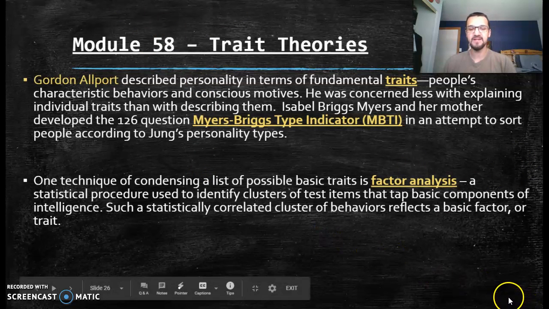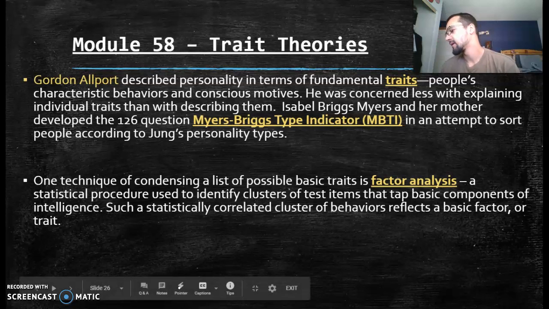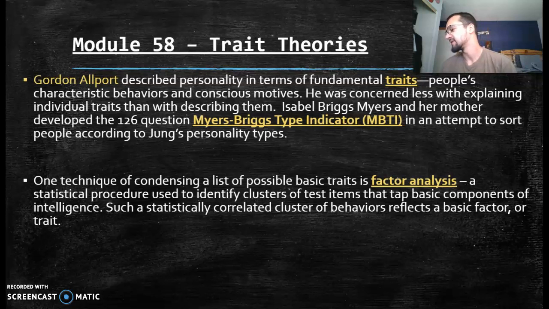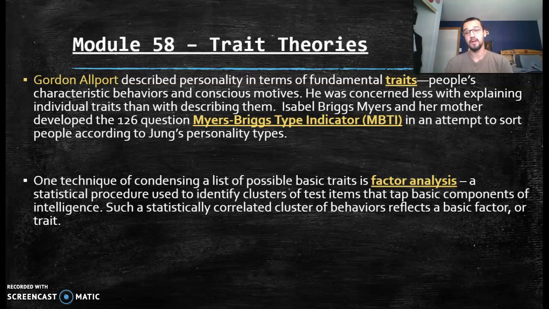So our technique of condensing a list of possible basic traits is called factor analysis. And so the way to do this is there's a bunch of different behaviors that people might have. So for example, someone who describes themselves as liking excitement or liking practical jokes or disliking quiet reading. Well, all of these things are different behaviors, but we could factor them together into the personality type or trait, which is being outgoing. And so what that does is that takes all these varied behaviors that people have and it groups them in a way that's more helpful and useful for us.